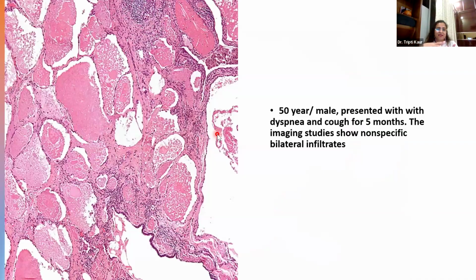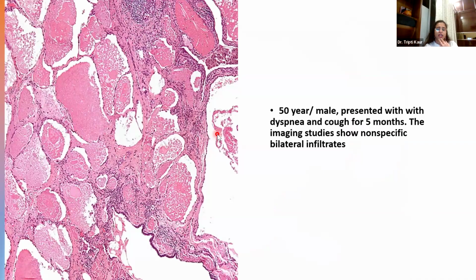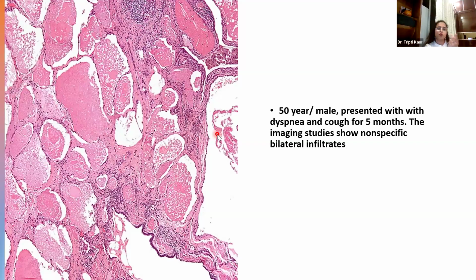Okay, this is a spotter, guys. 50-year-old male, dyspnea, cough for 5 months. PAP. Very good, PAP. Okay, so it's a 50-year-old male. It's not a child. So what would you like to put in your comment section? Rule out Pneumocystis. Okay, they've given you silver stain and you've ruled it out. Then what will you put?